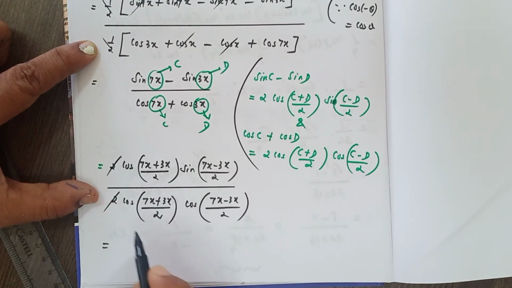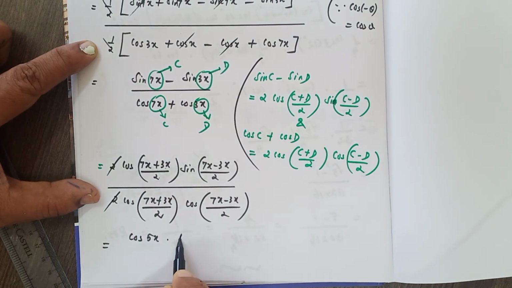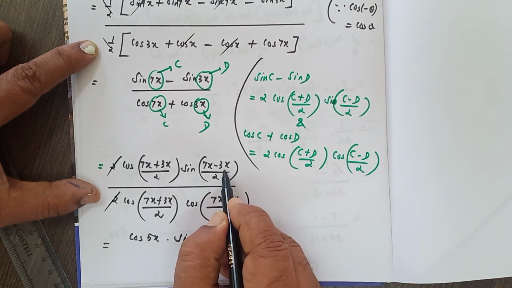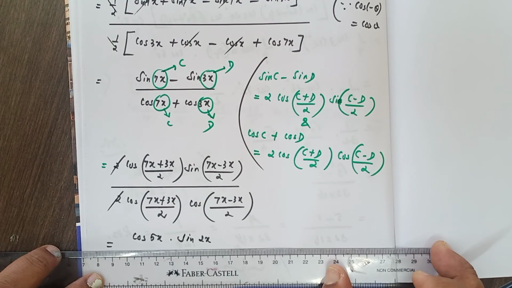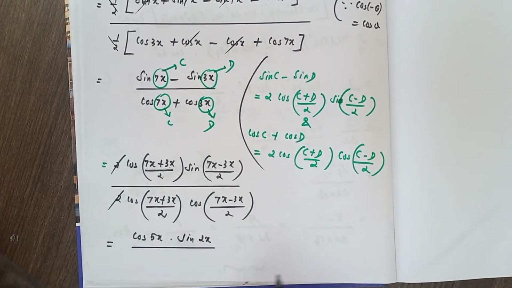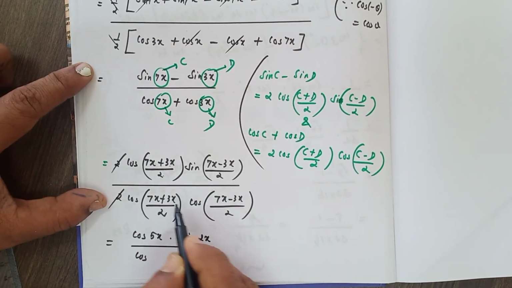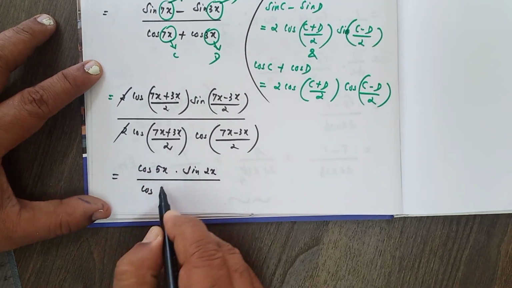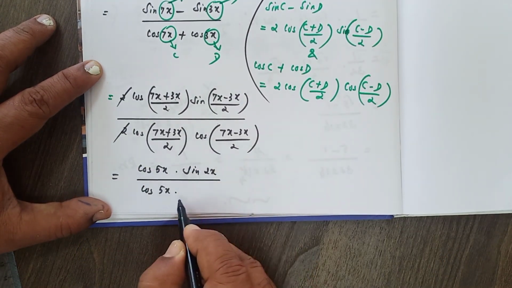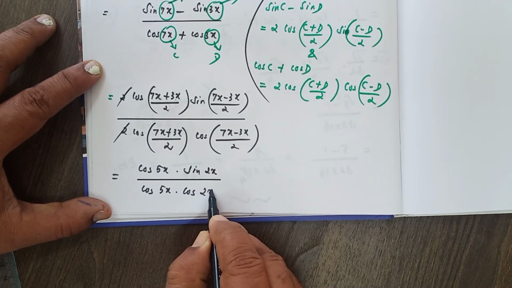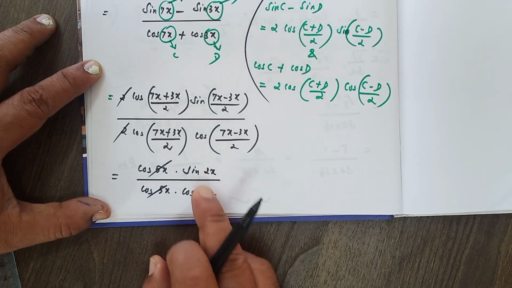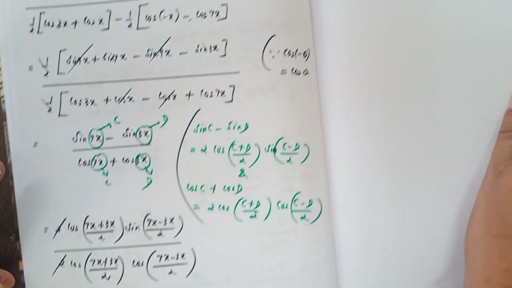2 gets cancelled. Cos 7x plus 3x is 10x, 10x by 2, that is equal to 5x, into sin of 7x minus 3x, 4x, 4x by 2, that is equal to 2x, divided by cos of 7x plus 3x is 10x, 10x by 2, that is equal to 5x, cos of 7x minus 3x equal to 4x, 4x by 2, that is equal to 2x. These two get cancelled. Sin 2x divided by cos 2x, that is equal to tan 2x.